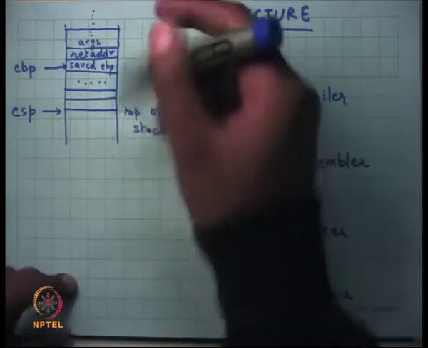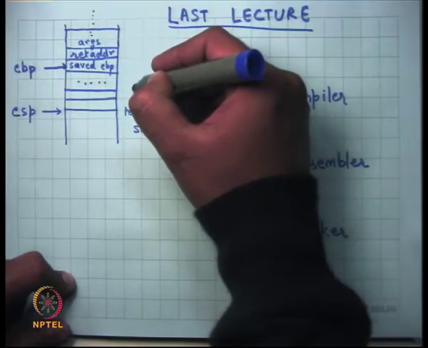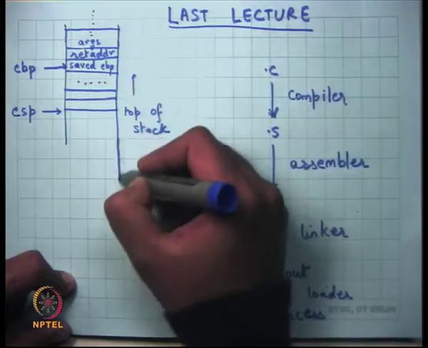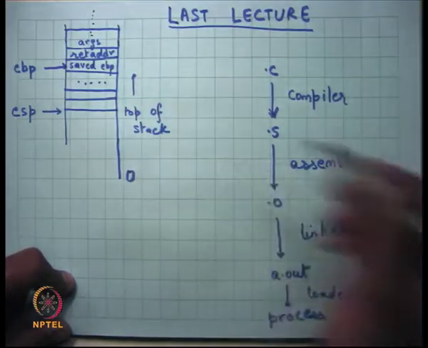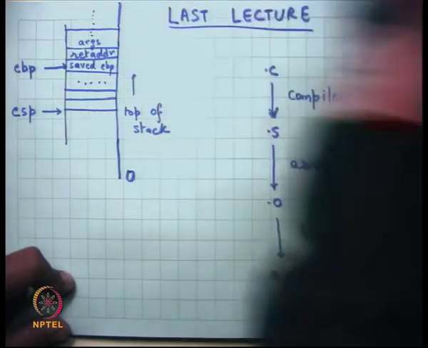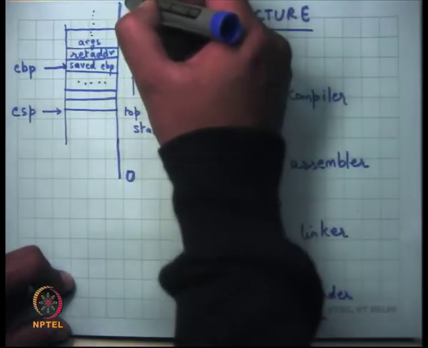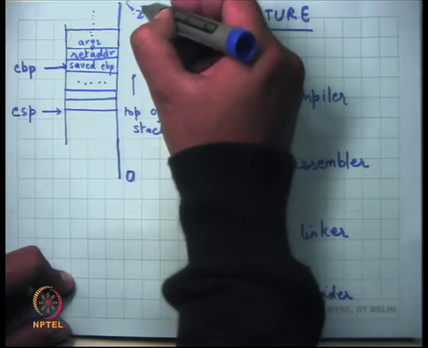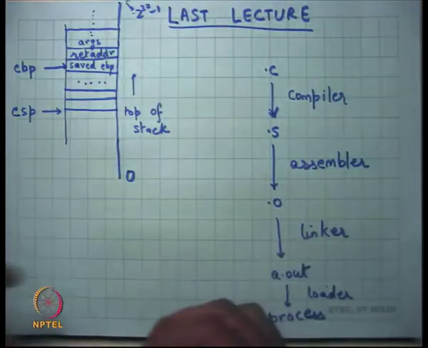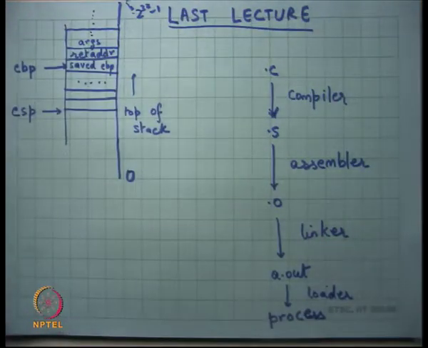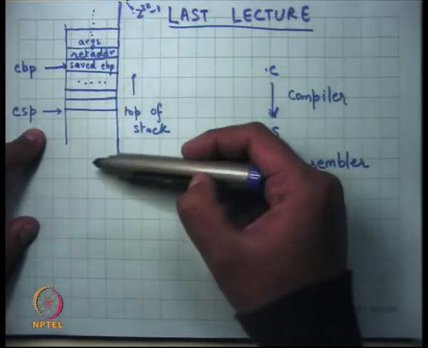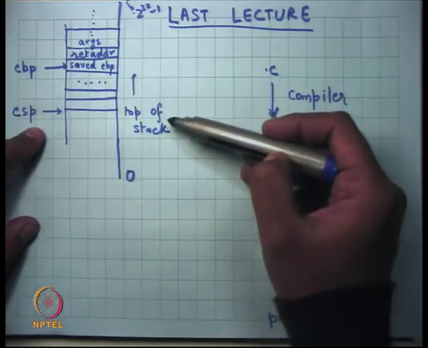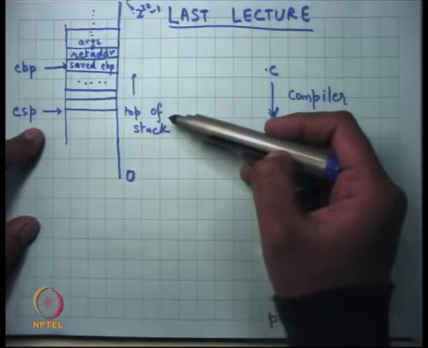This address space can be thought of as growing from top to bottom. Let's say this is the lowest address, 0, and this is the highest address, which on a 32-bit machine will be 2 to the power 32 minus 1. Somewhere in the address space there is this pointer called ESP, which points to the stack pointer. By convention, the stack grows downwards. The point where the stack pointer points is also called the top of the stack.